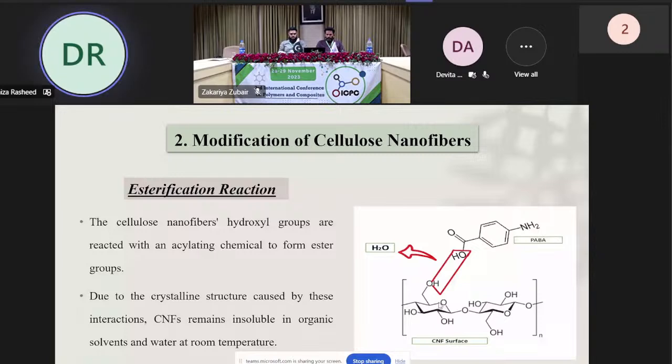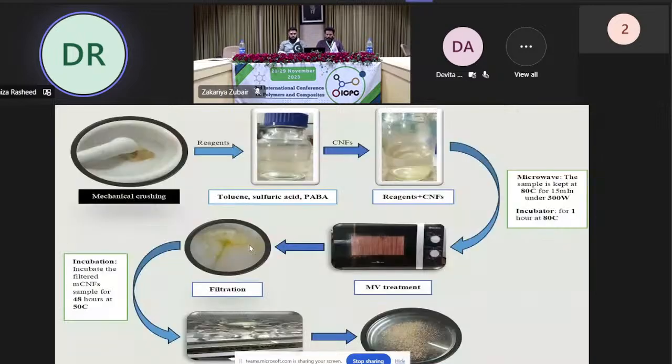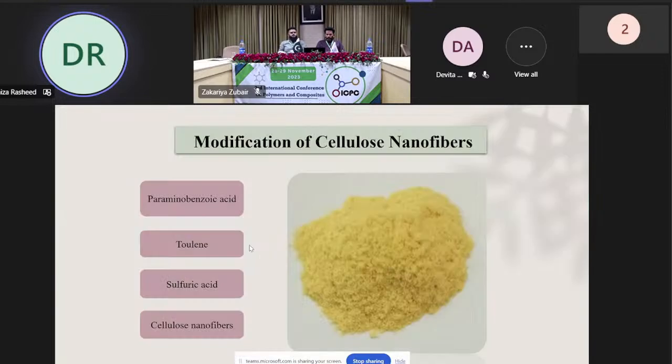So these are the cellulose nanofibers from bagasse that we have modified with different chemicals. They could be modified with para-aminobenzoic acid, and they can also be modified with toluene, sulfuric acid, and also with cellulose nanofibers. These two kinds of cellulose nanofibers can be combined with each other to form a novel type of cellulose nanofiber. I will discuss only the cellulose nanofiber that we have modified with para-aminobenzoic acid in this talk.